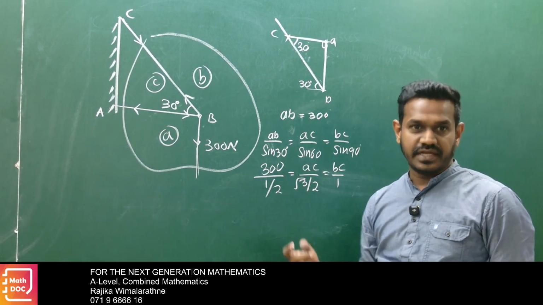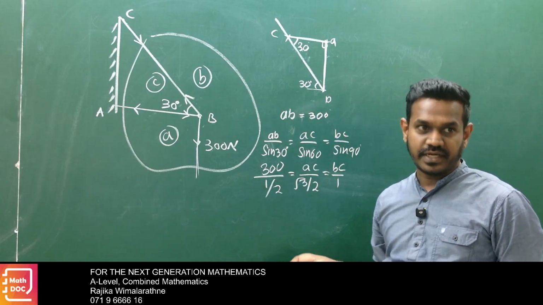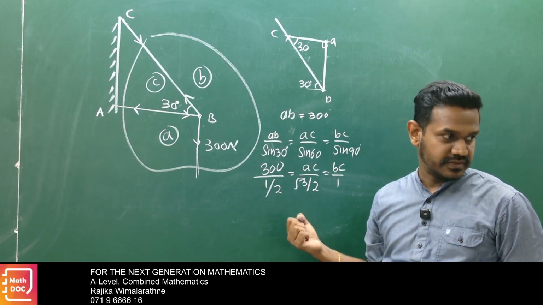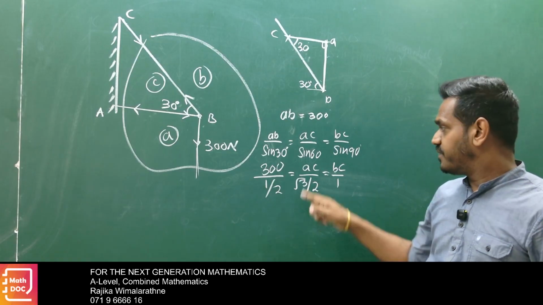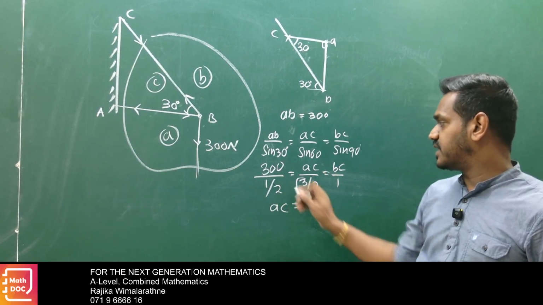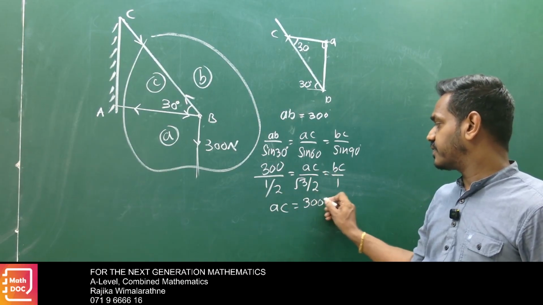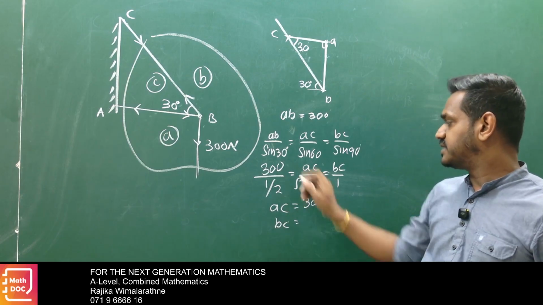Sine rule is a very strong operation. At once you can find it. Otherwise you can consider any geometry to find sides. No? You can consider any geometry. But here the sine rule is the best. Then AC equals 300 root 3. Then BC equals 600.